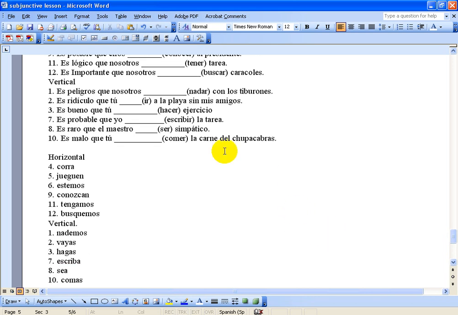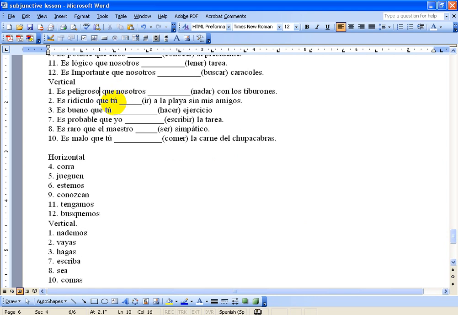Vertical. 1. Es peligroso que nosotros nademos con los tiburones. 2. Es ridículo que tú vayas a la playa sin mis amigos. 3. Es bueno que tú hagas ejercicio. 7. Es probable que yo escriba la tarea. 8. Es raro que el maestro sea simpático. 10. Es malo que tú comas la carne del chupacabras.